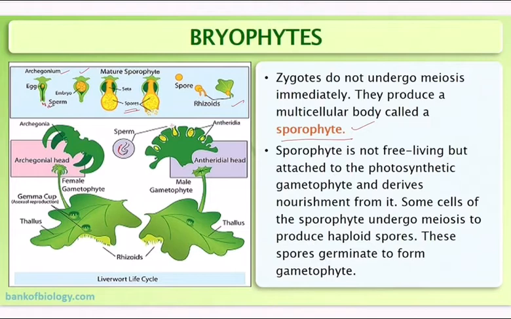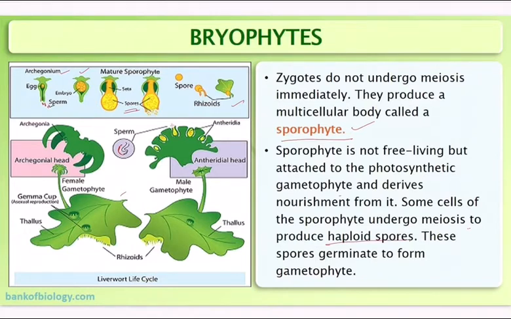And this is how the life cycle of liverwort takes place. So once the rhizoids form, now you can see the germination of a new one. The sporophyte is not free living, as we are seeing, but attached to the photosynthetic gametophyte. This is important. It is attached to the photosynthetic gametophyte and derives nourishment from it.